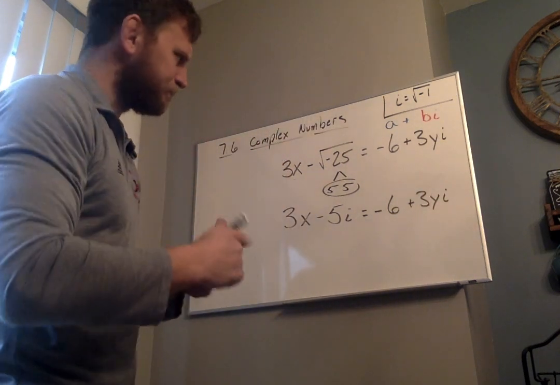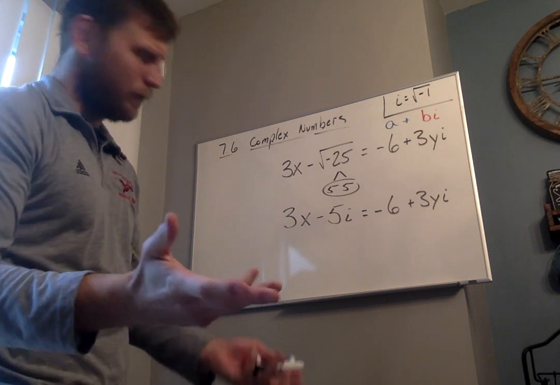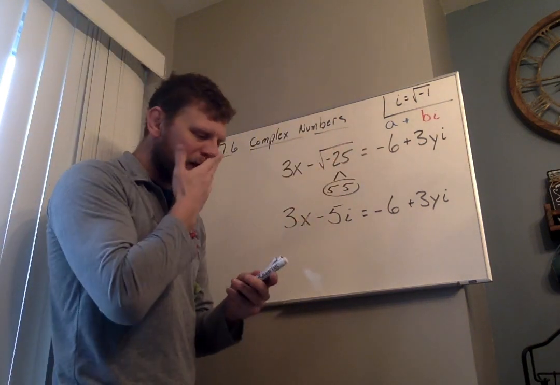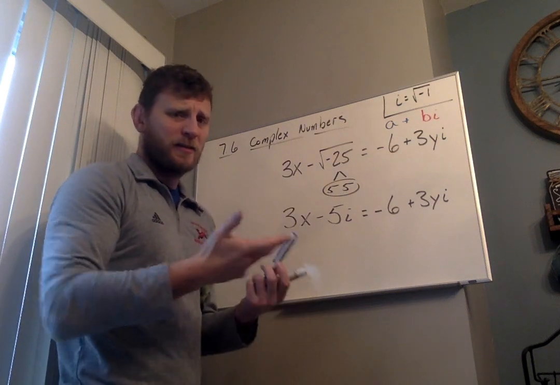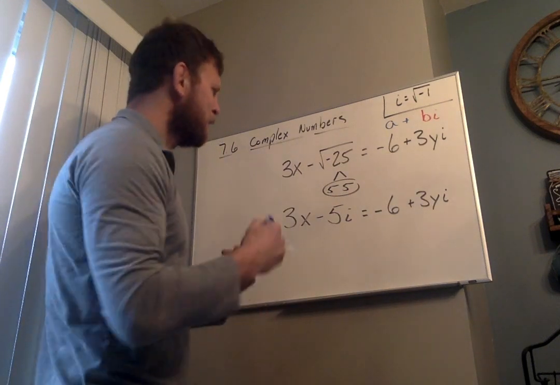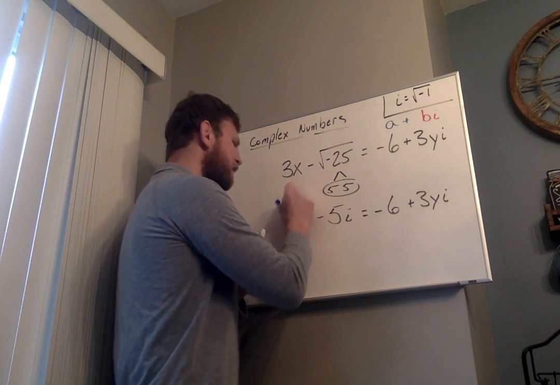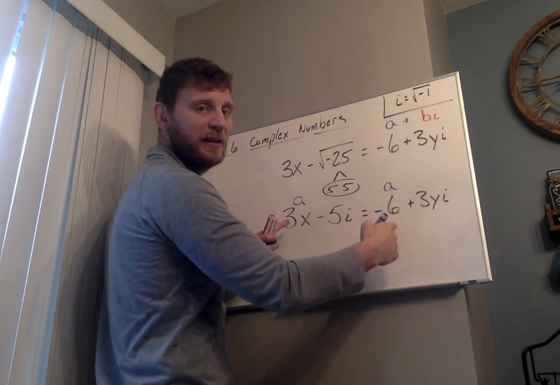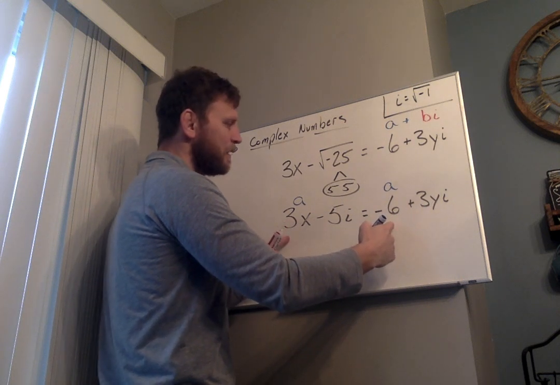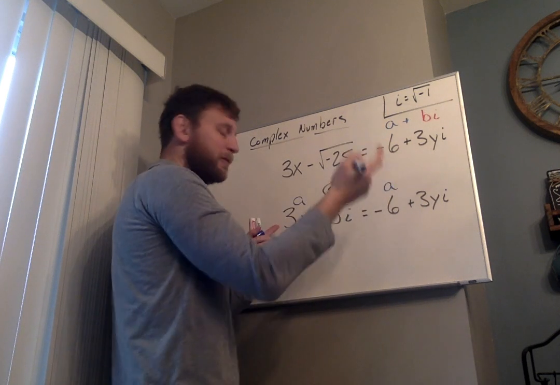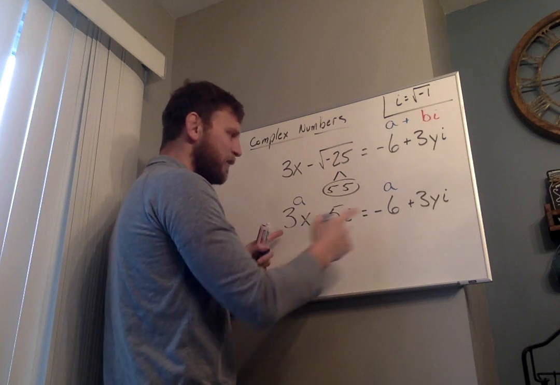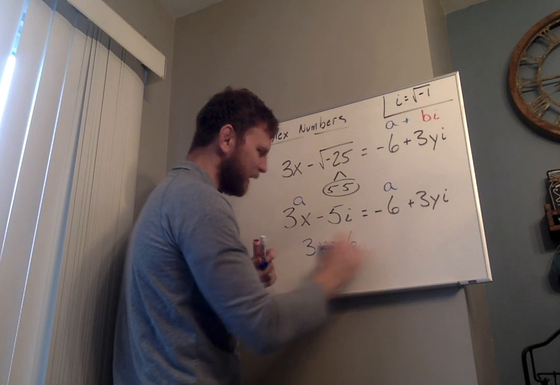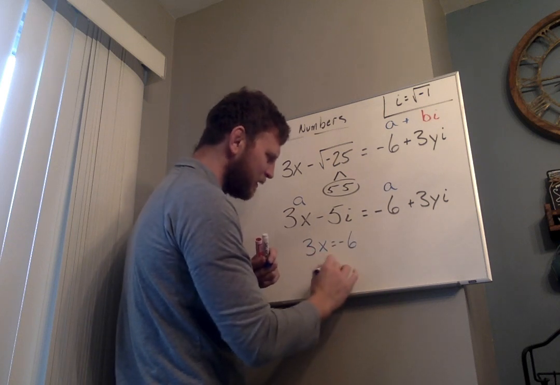Now, you're probably like, what is even going on here? Well, this is why it's on the SATs and whatnot. Notice here, these two pieces, these blue pieces, are my A. They're my real part. So they must be equal. So 3x must equal negative 6. So x must equal negative 2.